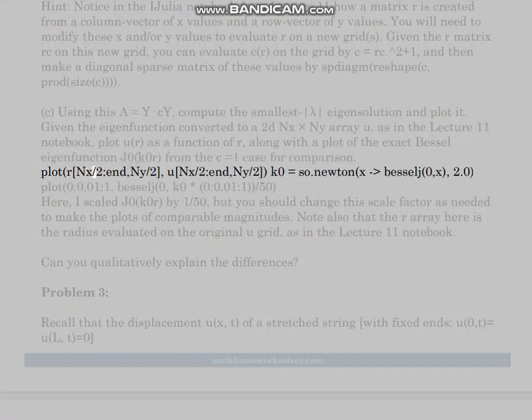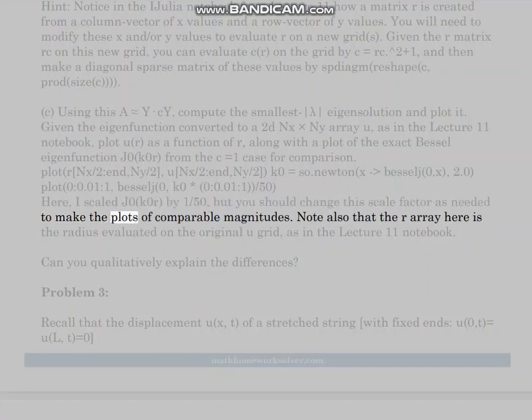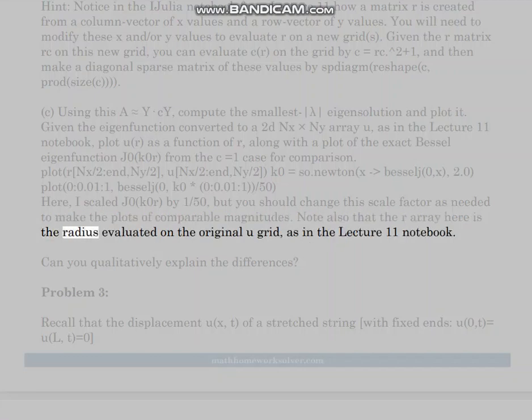Plot r(nx/2, ny/2) against U(nx/2, ny/2) for k0. Then plot besselj(0, k0*(0:0.01:1)) times k0 on the same axes, scaled by 1/50th. Here I scale J0(k0 r) by 1/50th, but you should change this scale factor as needed to make the plots of comparable magnitudes. Note also that the r array here is the radius evaluated on the original U grid, as in the Lecture 11 notebook.